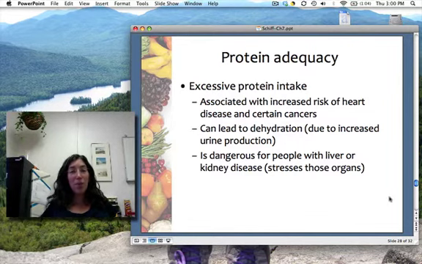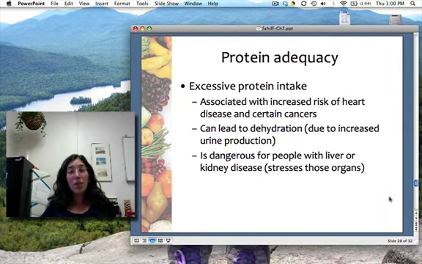So excessive protein intake does have some detrimental consequences, particularly if your excessive protein intake is because you're eating lots of meat or animal products. Diets that are high in protein generally are diets that are high in animal products, and those diets are associated with increased risk of heart disease and also increased risk of certain cancers. So you want to watch out there.